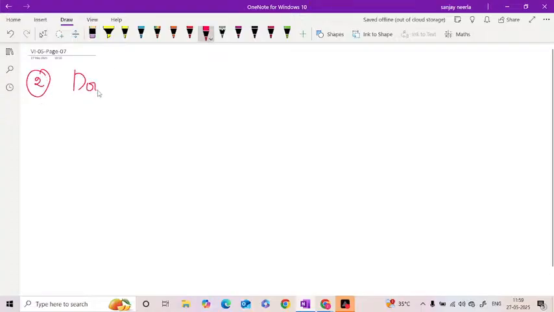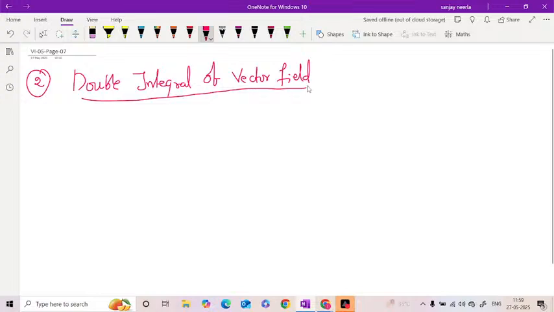Double integral of a vector field. Now here we have, again, the three types of problems.